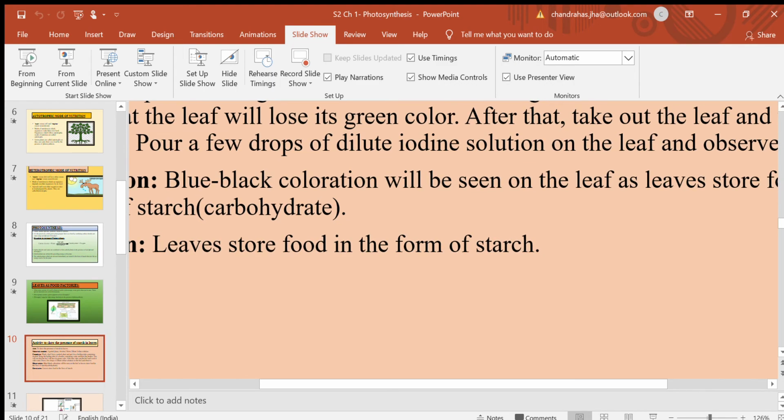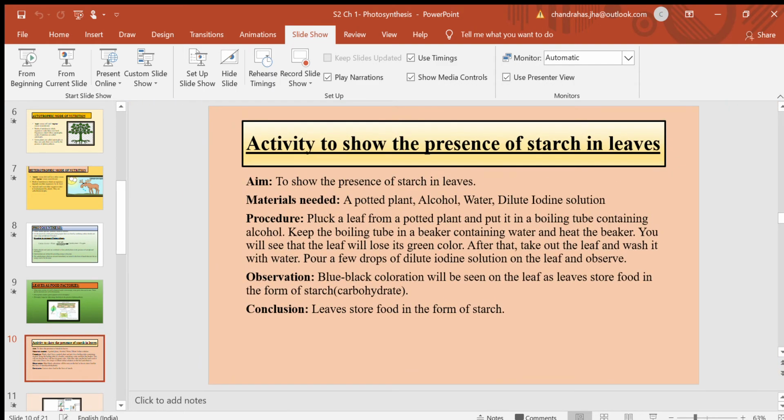Well, let us do an activity. Aim: to show the presence of starch in leaves. Materials needed: a potted plant, alcohol, water, dilute iodine solution. Procedure: pluck a leaf from a potted plant and put it in a boiling tube containing alcohol. Keep the boiling tube in a beaker containing water and heat the beaker. You will see that the leaf will lose its green color. After that, take out the leaf and wash it with water. Pour a few drops of dilute iodine solution on the leaf and observe.